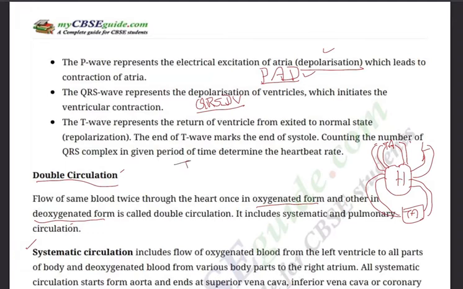And the T wave represents the return of the ventricles from the excited to the normal state. So you can write T, ventricular repolarization, TVR. The end of the T wave marks the end of systole. Counting the number of QRS complexes in a given period of time determines the rate of heartbeat. Hence, the ECG definitely helps us to diagnose and recognize the problem persisting within the heart. So ECG is a graphical record of the electric current produced by the excitation of cardiac muscles. The instrument used to record these changes is the electrocardiograph.